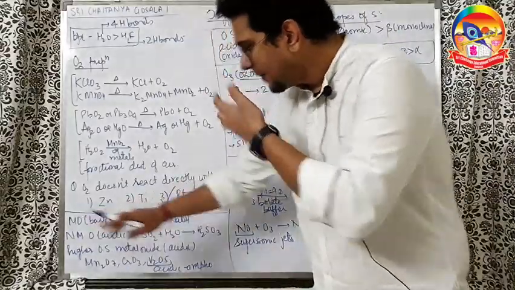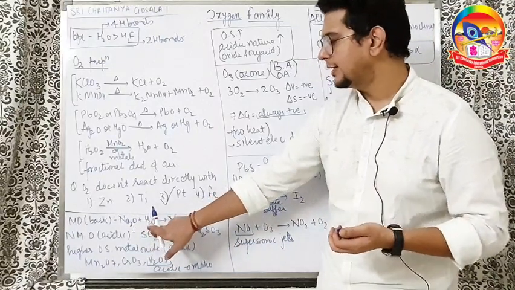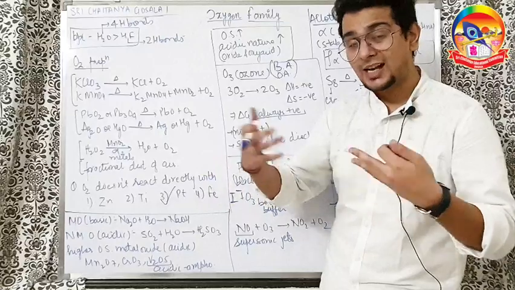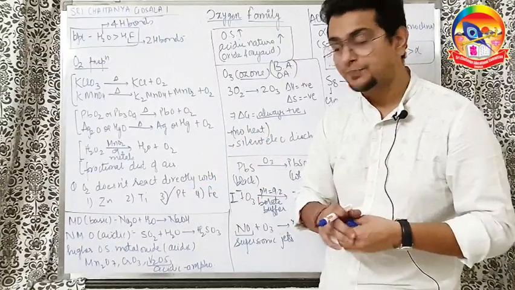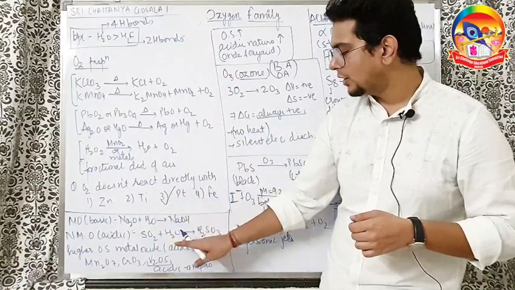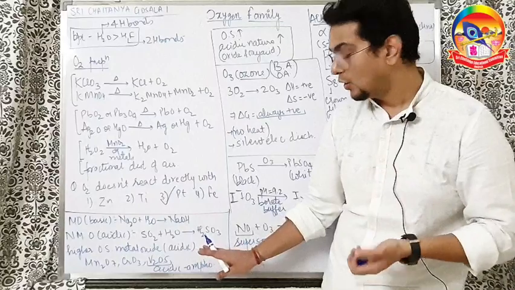Going ahead, metal oxides are basic in nature. Why? Because when you dissolve a metal oxide in water, you get hydroxide. So like Na2O in water, NaOH; calcium oxide in water, calcium hydroxide. Non-metal oxides are acidic. So when you dissolve non-metal oxide in water, you will get acid, and such acids are called oxyacid, or oxoacid.